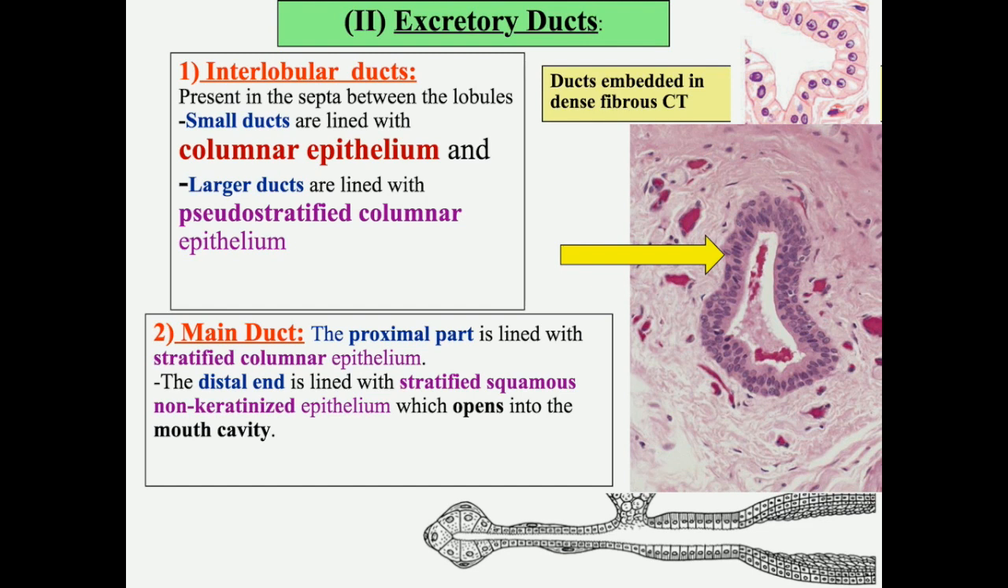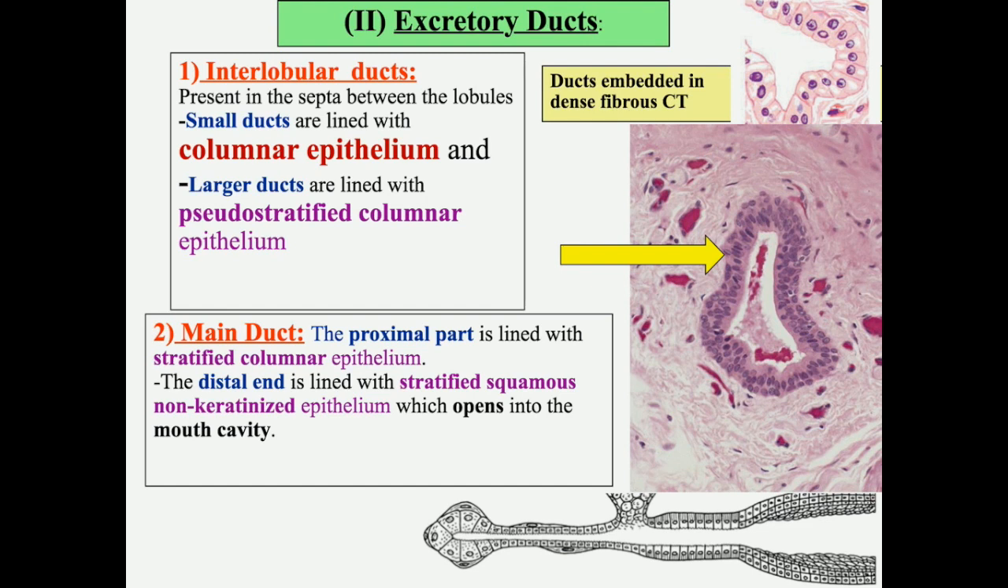What about the intercalated? Actually, the intercalated duct also secretes bicarbonate in the saliva and reabsorbs chloride from the saliva secretion. But now for the excretory ducts, we have the interlobular duct, and we have also the interlobar ducts, and we have the main duct.